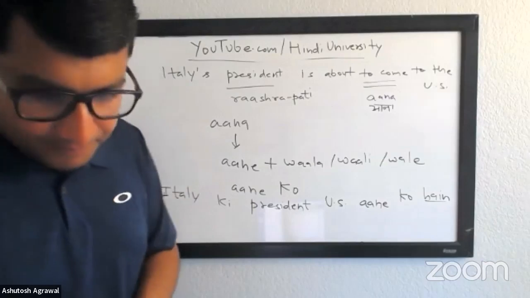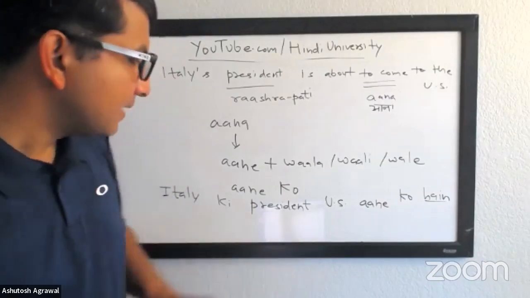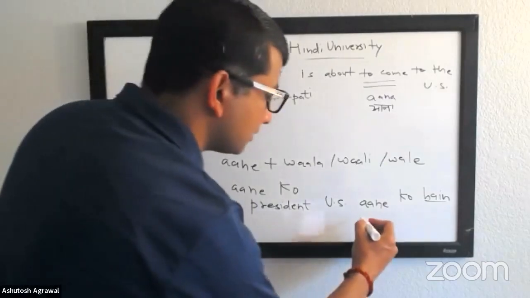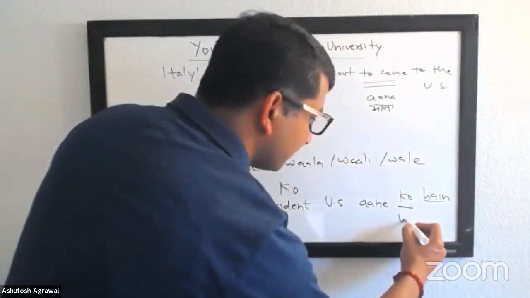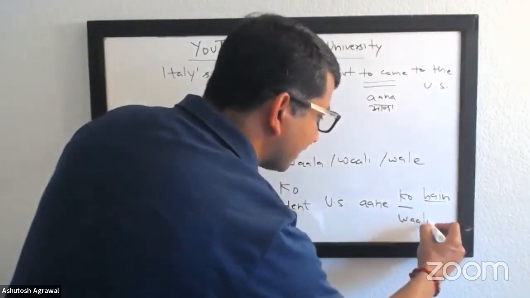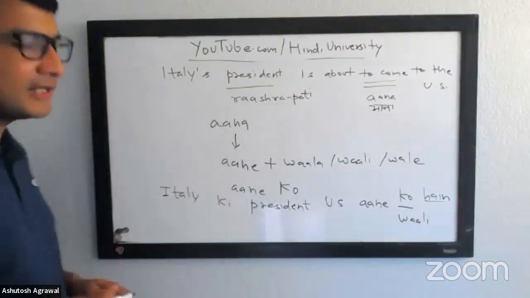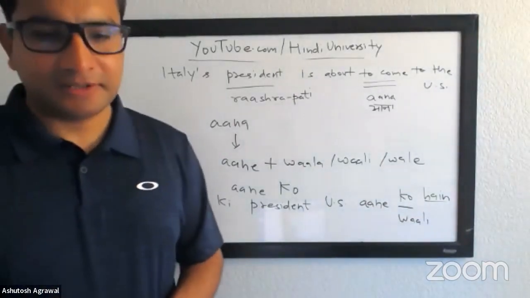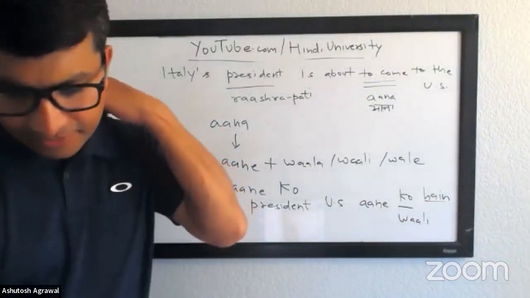And also with the वाला, it would be Italy की president US आने वाली हैं, or वाले हैं also, right, in plural. That's right. आने वाला. Okay. Thank you.